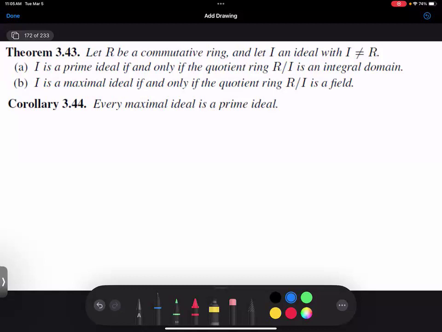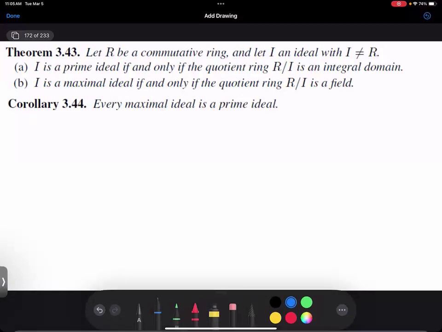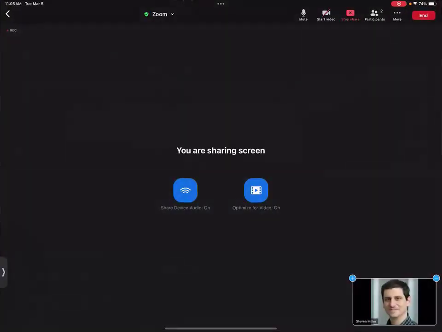And then the last corollary, 3.44: every maximal ideal is a prime ideal. Okay, so this is a good place to stop for today.